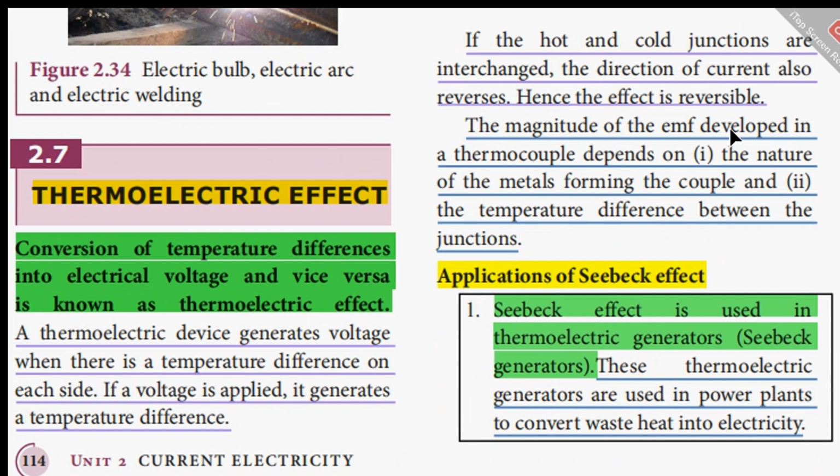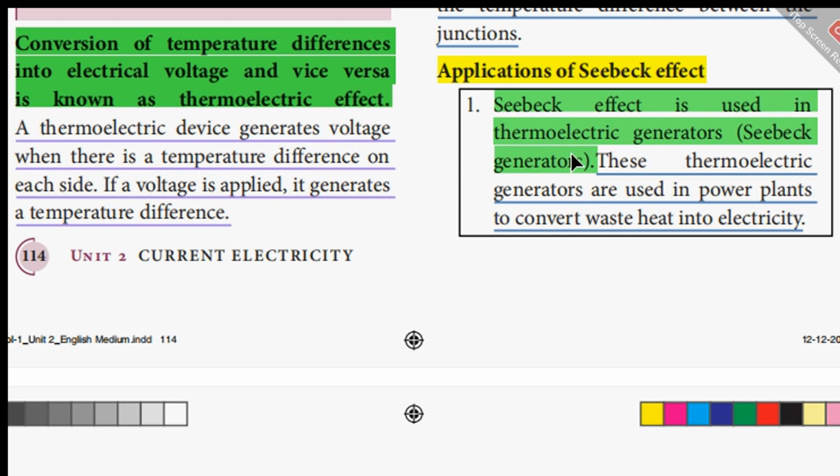The magnitude of the EMF developed in a thermocouple depends on two factors. One is the nature of the metals forming the couple, and the second one is the temperature difference between the junctions. Let us now see the applications of the Seebeck effect.